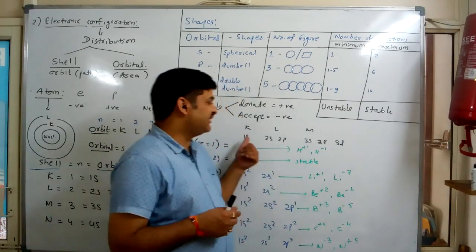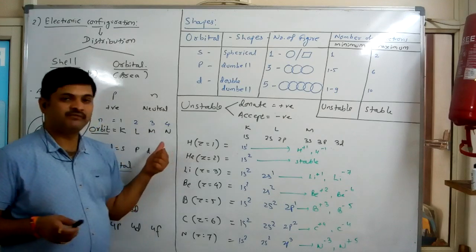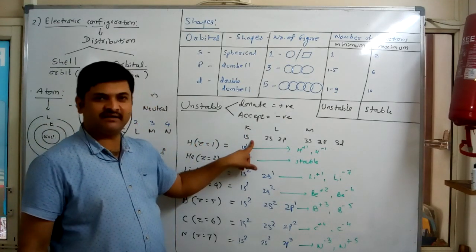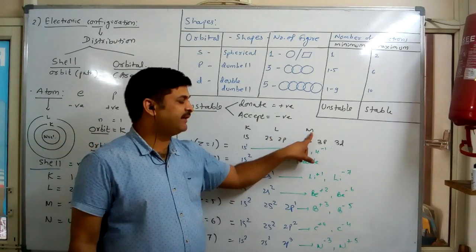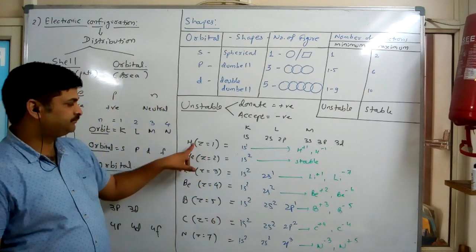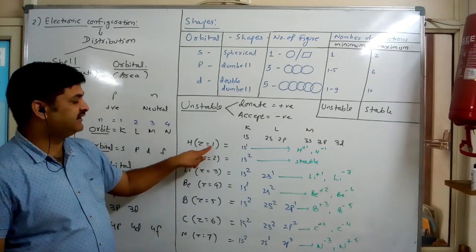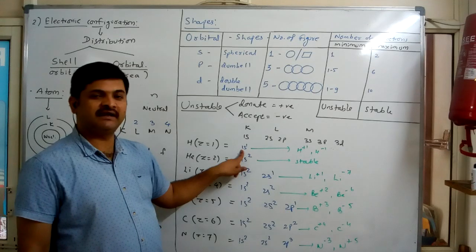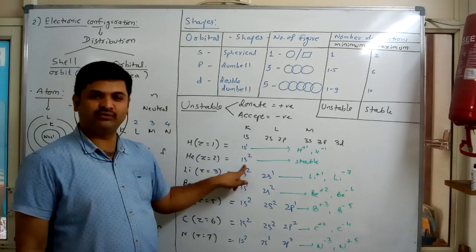Clear? So now we will discuss electronic configuration in case of hydrogen, helium and so on. Now friends, you know, in K shell 1s is there, in L shell 2s and 2p are there, and in M shell 3s, 3p and 3d are there. Correct? Now the atomic number of hydrogen is 1, so we are giving this 1 electron in the 1s orbital. Here 1s1 will be there. Then helium, Z is 2, so we write 1s2.